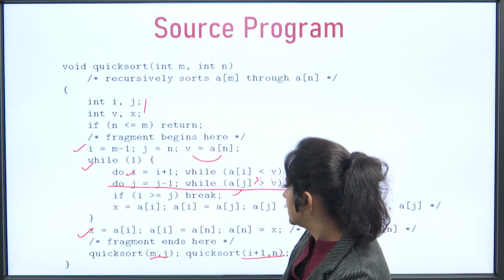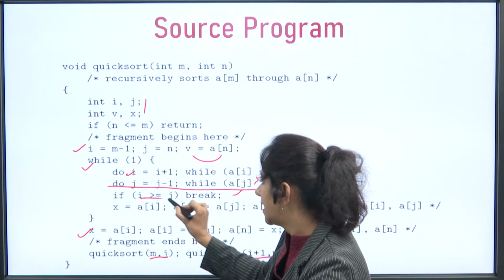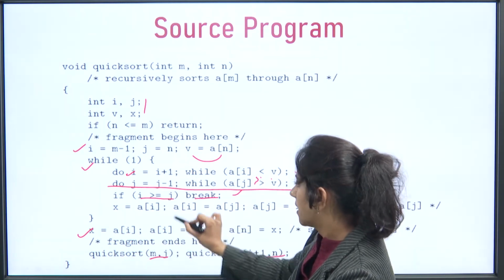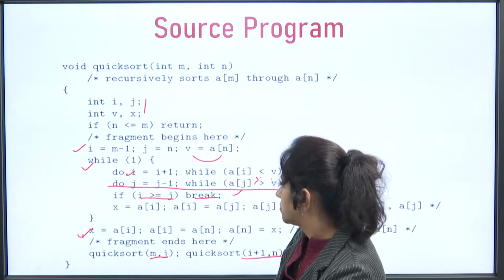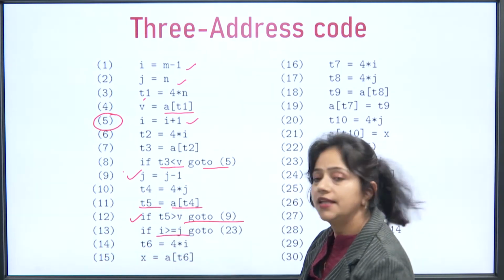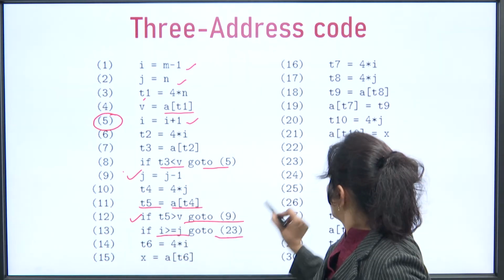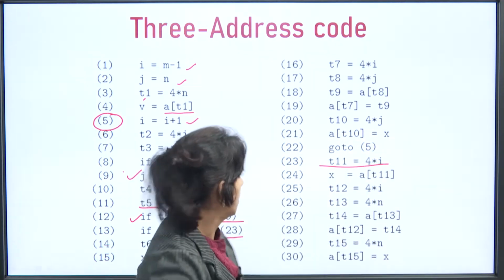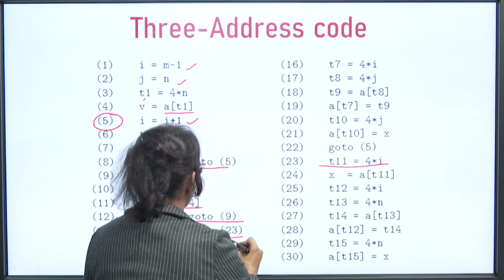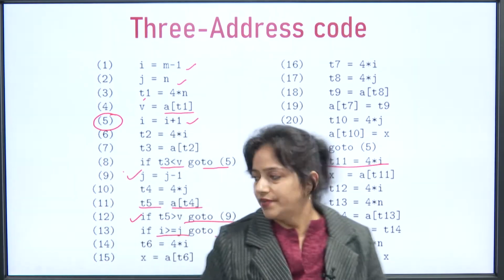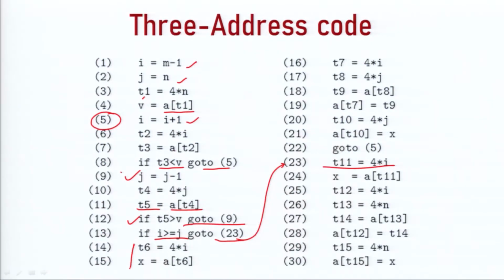Okay. Now, next we have the if condition, if I is greater than or equal to j, then we will break out of all these lines and come here, x is equal to a at I. So, here we are checking if this is greater than or equal to j, then we will go to this particular statement for x is equal to a at I, and this is the way we are doing it in 2 statements. If this condition is not true, then we will execute all these statements in sequence. So, this is the 3 address code for the given implementation.